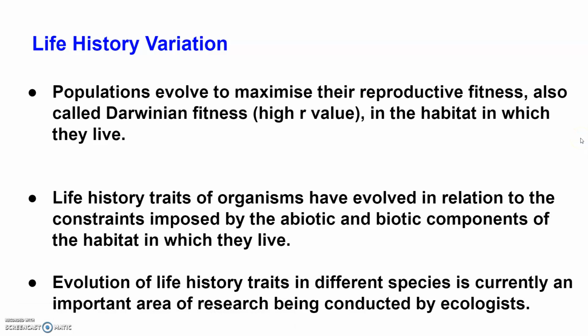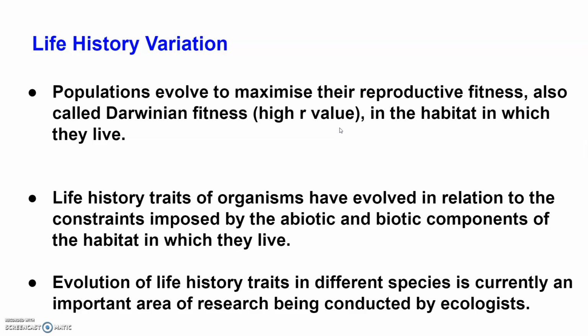Good morning. In continuation with chapter 13, today we'll start with the topic life history variations. Now, populations evolve to maximize their reproductive fitness, also called Darwinian fitness, where there is a higher R value in the habitat in which they live. We know that R stands for what? R is the intrinsic rate of natural increase.